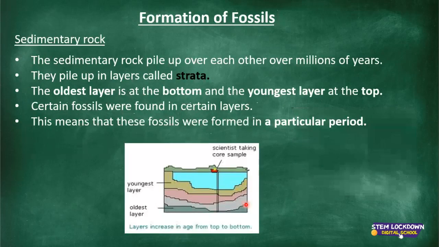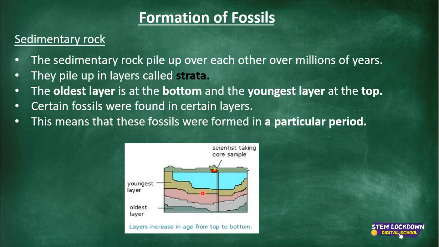So we said that most fossils are found in sedimentary rock. These rocks pile up over each other over millions of years, and they pile up in layers called the strata. So the strata is just layers of rocks piled up on top of each other. The oldest layer is at the bottom and the youngest layer at the top. So certain fossils were found in certain layers. Because of what? Because of the rock pileup over millions of years. So this means that these fossils were formed in a particular period.